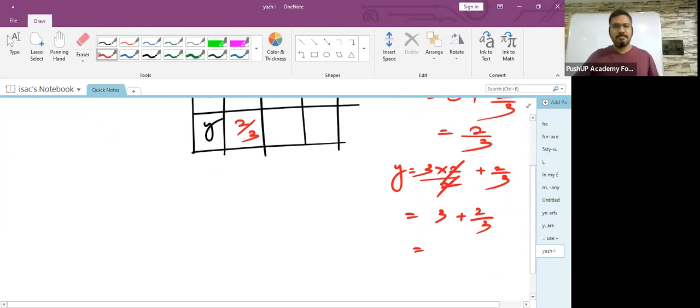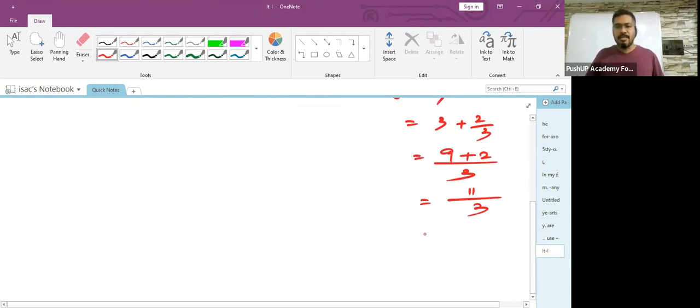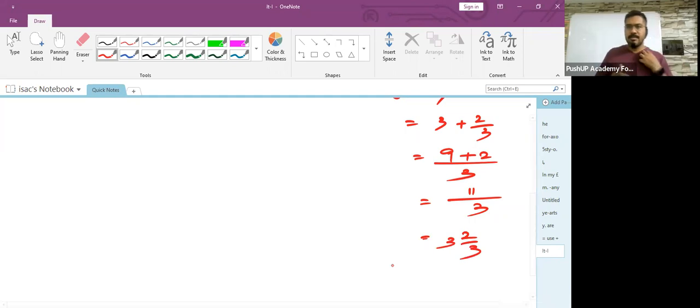Shall I show you that? 3 plus 2 by 3. Children, what is the LCM? The LCM is 3. So 3 into 3 is what? 9 plus 2 divided by 3. So 9 plus 2 is what? 11. 11 by 3. Now, can't we write this 11 by 3 as 3 2 by 3 itself? We can write it. Aaron, are you following it? Yes, sir. All right, 3 2 by 3.